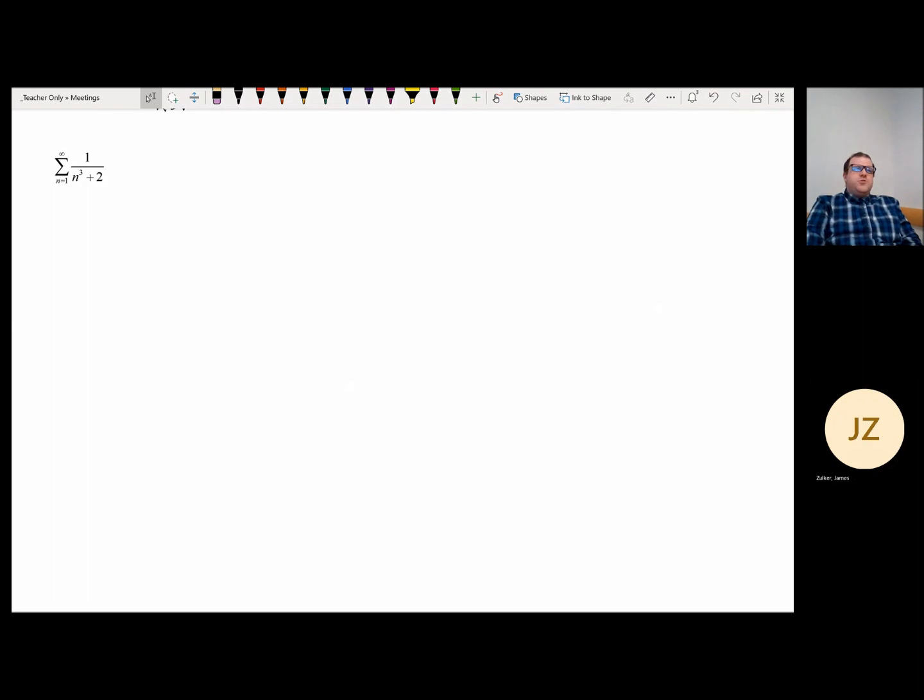So we've determined we want to use direct comparison. We now have to decide, do we think it converges or diverges? Because that's going to dictate if we have to find a larger value or a smaller value. So that means we have to find a larger value.